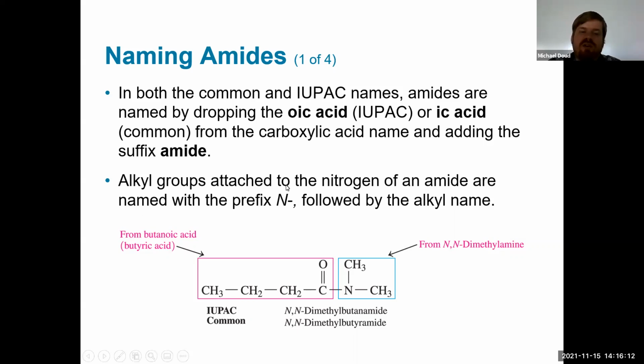Now, any alkyl groups that are attached to the nitrogen can be named with the prefix N, okay? So in this case, we have two methyl groups off of the nitrogen on a 1, 2, 3, 4 carbon chain. So the 4 carbon chain tells us that it's butanamide, okay? And then the fact that we have two methyl groups here, we need to say that they're on the nitrogen, so we're going to call it N,N-dimethylbutanamide.